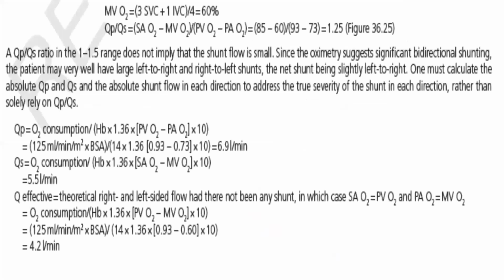And here is what Derek last week commented on, so I will allude to it and explain it a little bit. In those cases, you have to calculate the absolute shunt, the absolute QP and QS. The other reason why this is important is that you need to calculate your PVR and SVR, so you need the absolute QP here to proceed forward.